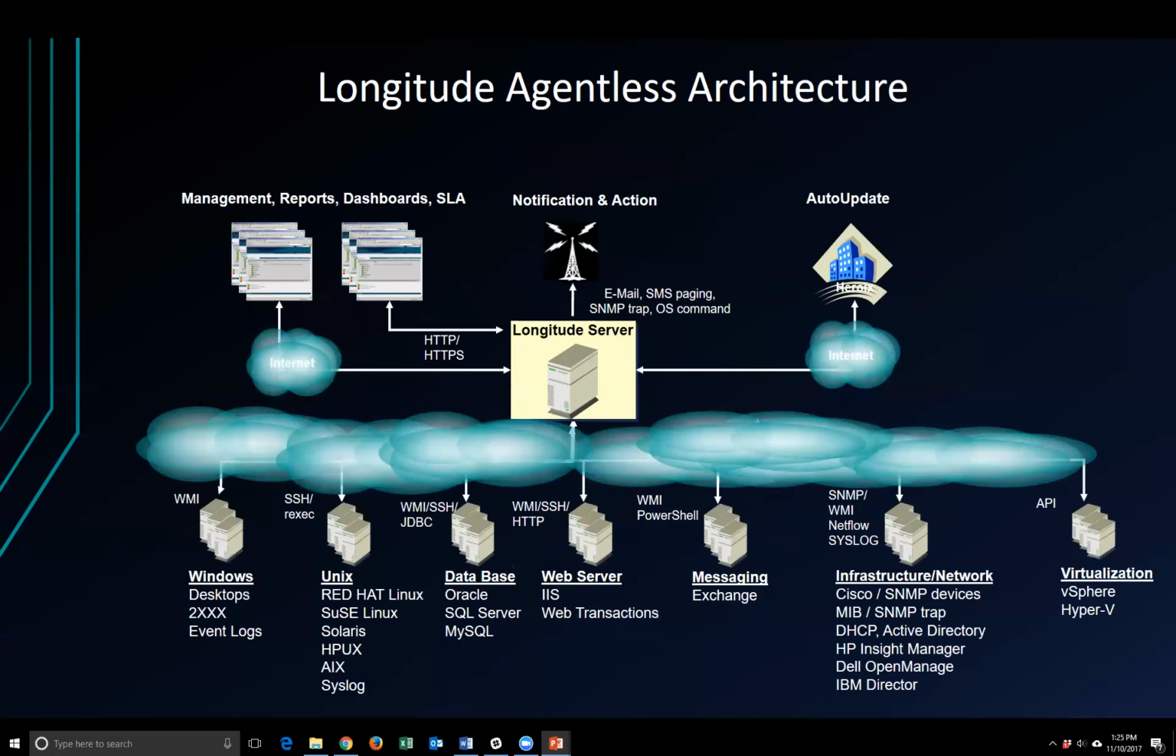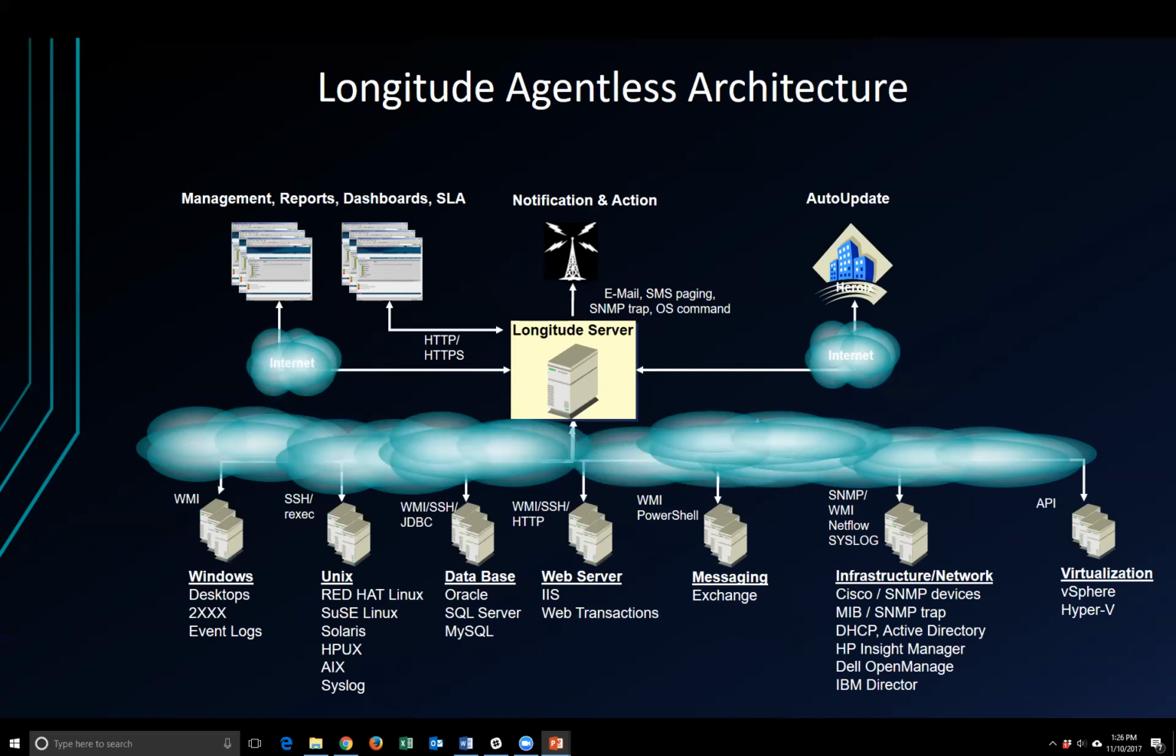Okay, so everything Longitude does, it does agentlessly. This diagram really shows the crux of Longitude. The software is typically deployed on a VM, a Windows VM. The software comes with everything it needs in order to function, so all you need to do is run the installation. Longitude comes with its own back-end database, its own web server, literally even its own email server. And everything the technology does, it does agentlessly.